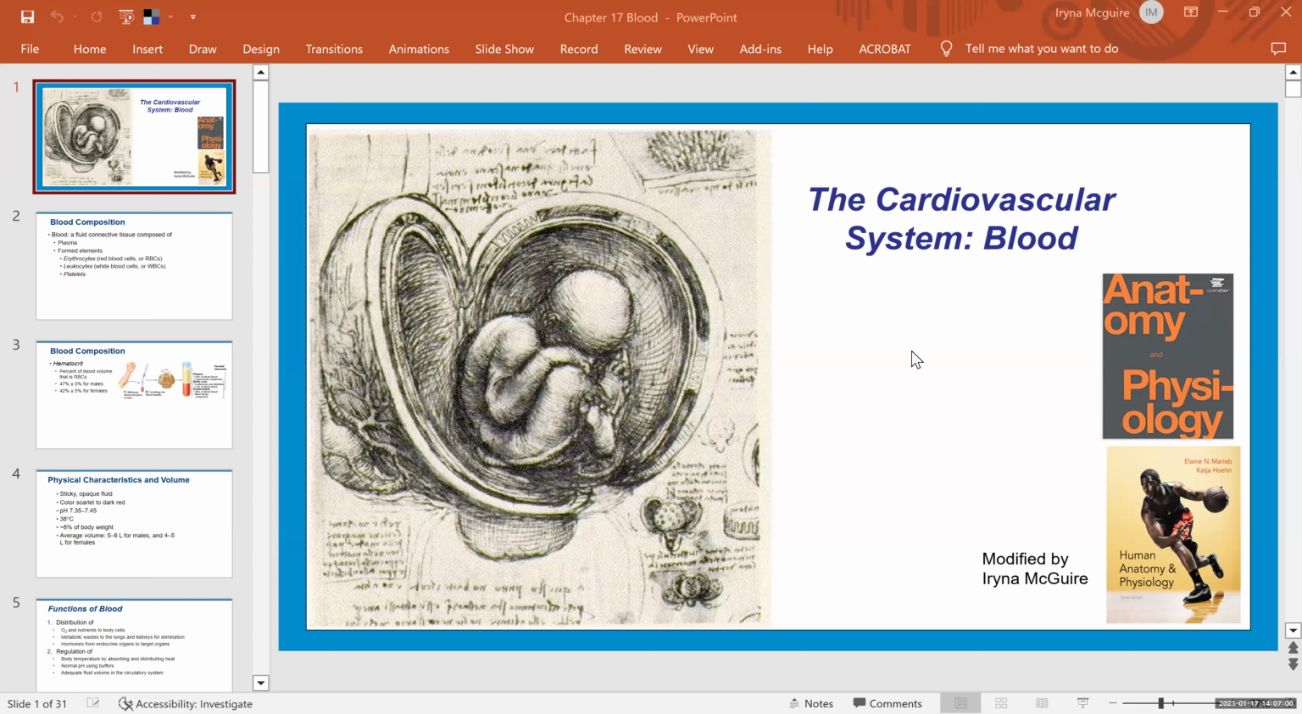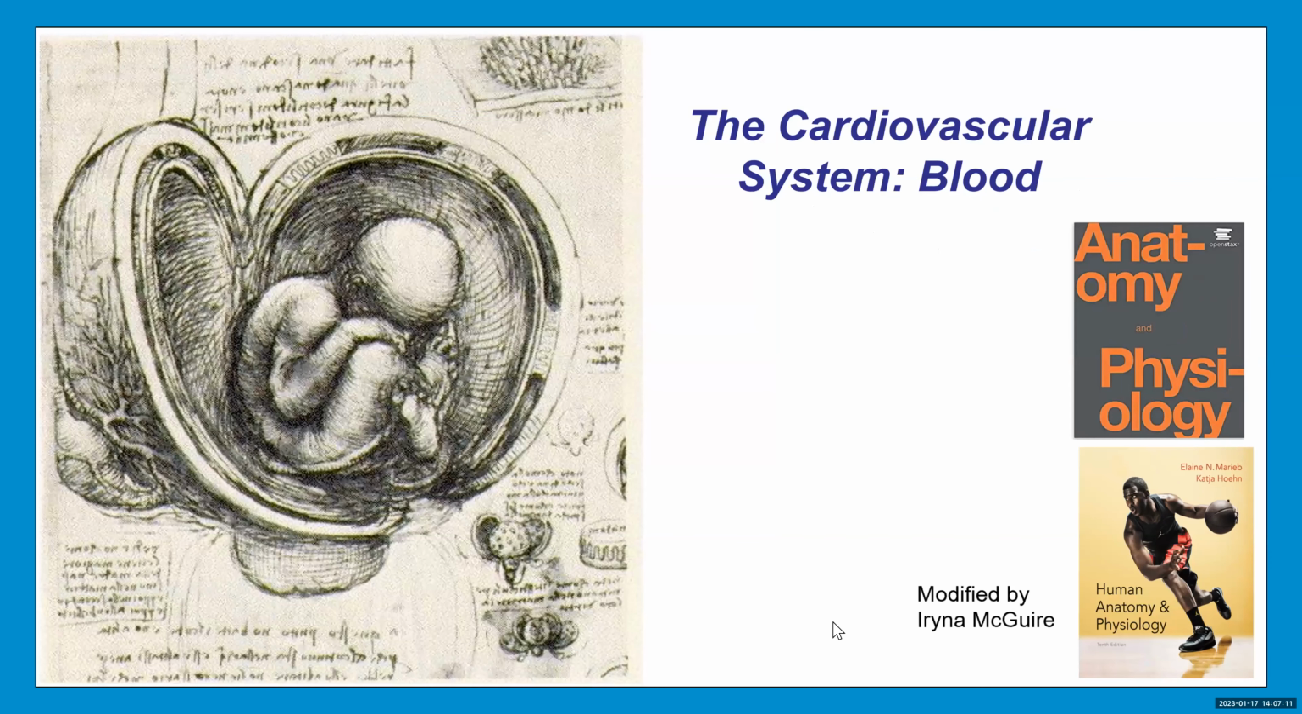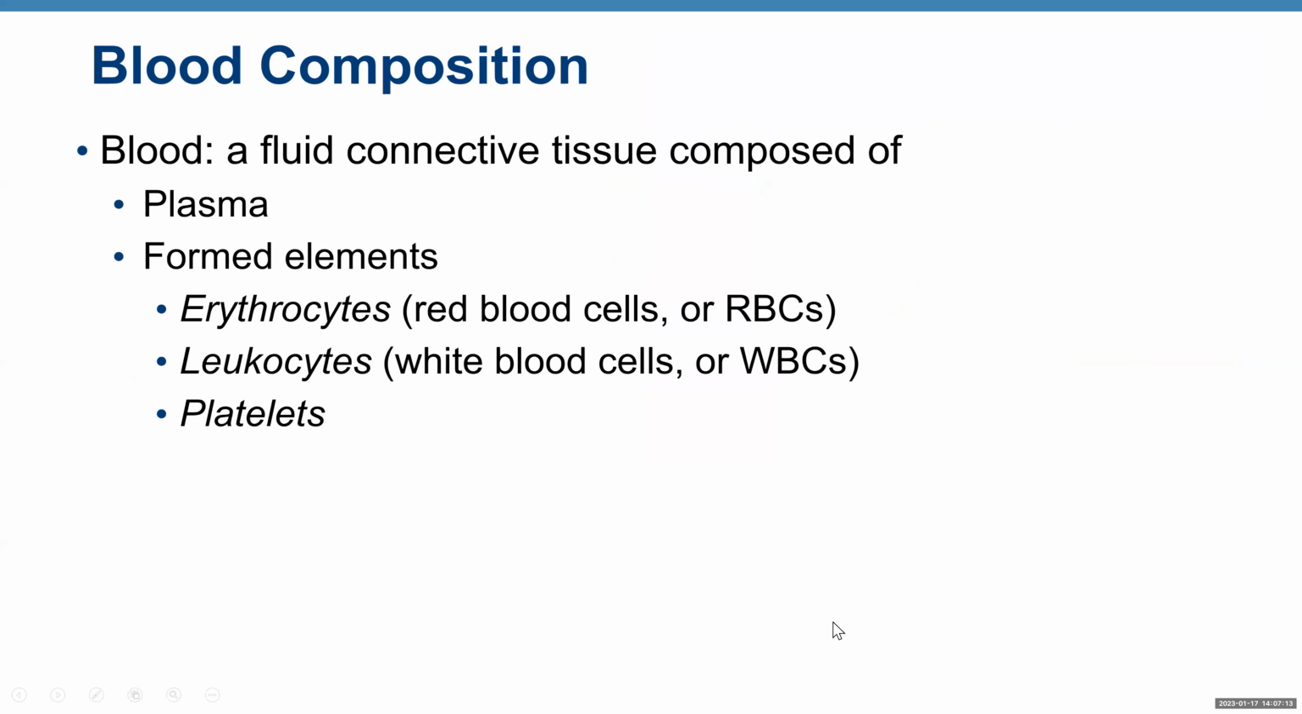And today we're covering the cardiovascular system: blood. So let's go ahead and begin. Blood composition. Blood is a fluid connective tissue composed of plasma and formed elements.